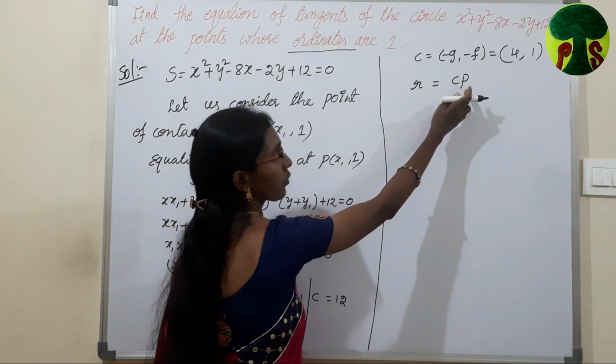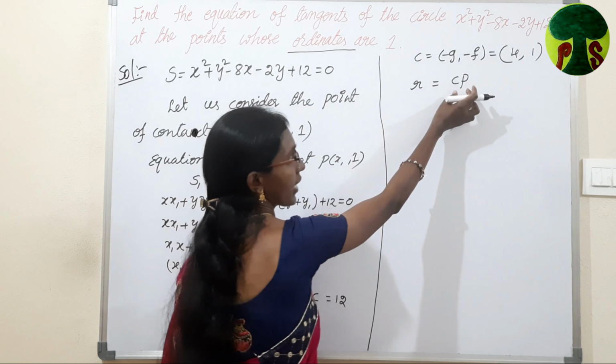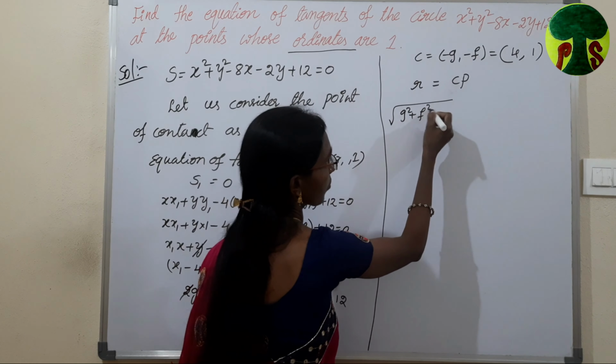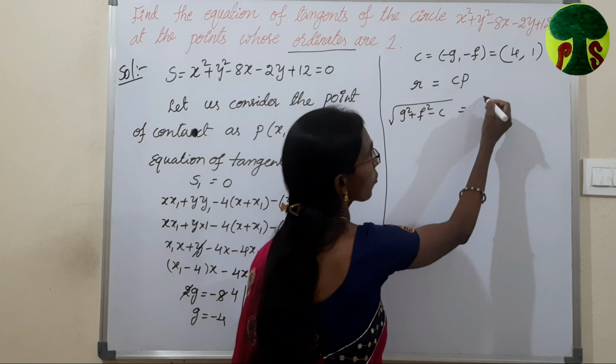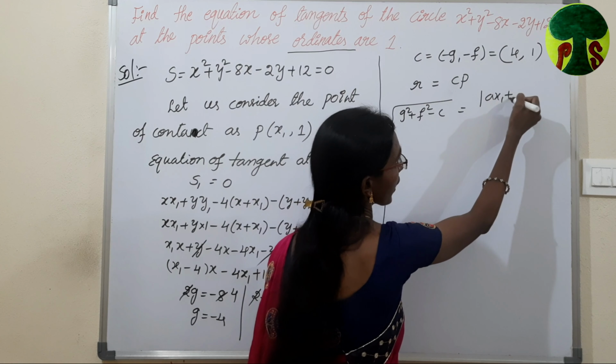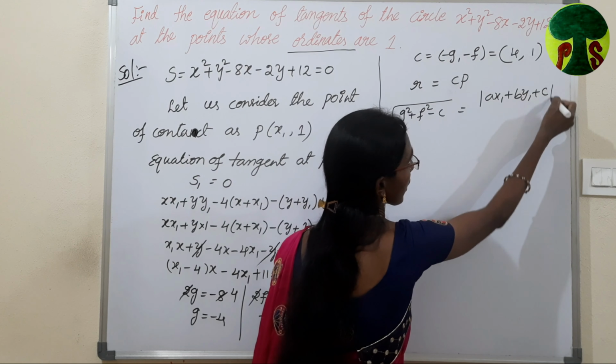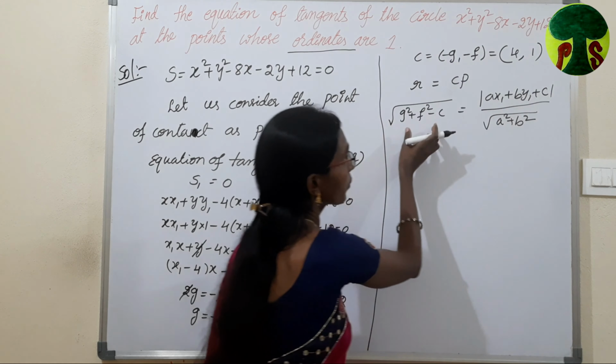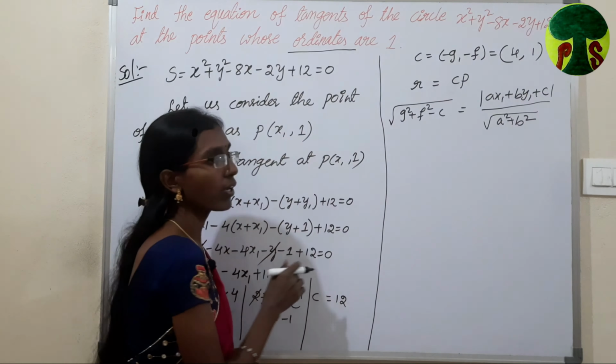So r is equal to CP. Find the r value as well as the CP value. The r value is the square root of g square plus f square minus c, which is equal to the mod of ax1 plus by1 plus c by the square root of a square plus b square. Substitute the g value, f value, and c value in this formula.